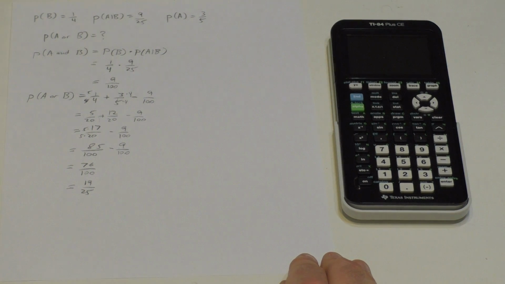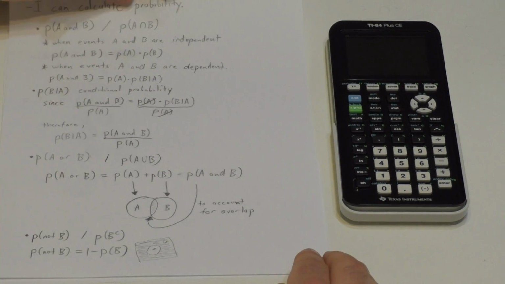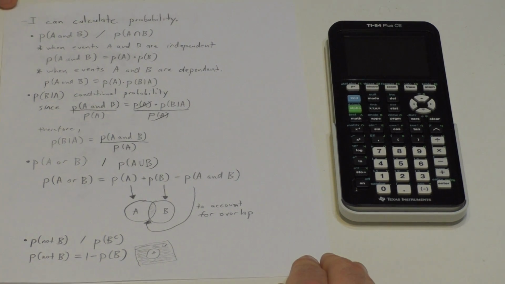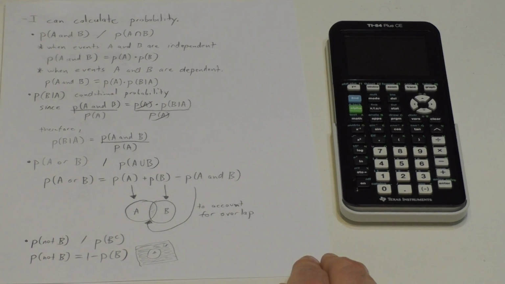Just to reiterate, from the beginning we had these formulas, and that's what I've been using. I've just been manipulating these formulas to get the probabilities here. Really nothing more than that.